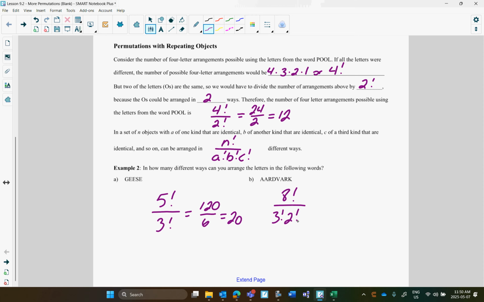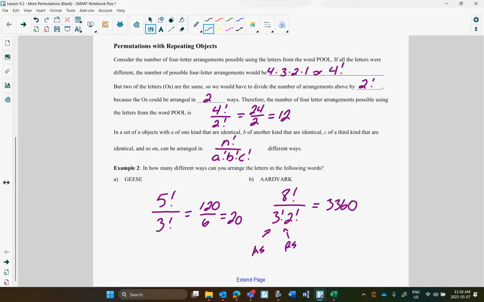Okay, so these are the A's, these are the R's. I have to divide away those repeats. And when I do 8 factorial divided by that, I get 3360.